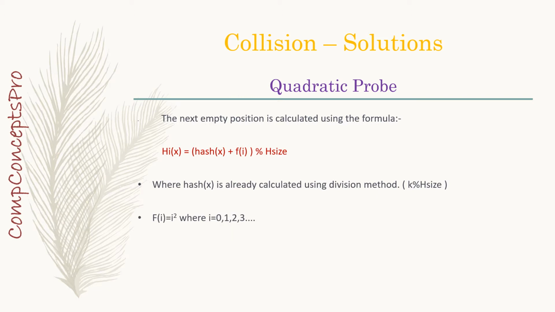Next is f(i), which is the function to find the square of i, where we will start substituting the value of i from 0, 1, 2, 3 and so on. And finally, h size. This is the total number of slots available in our hash table.